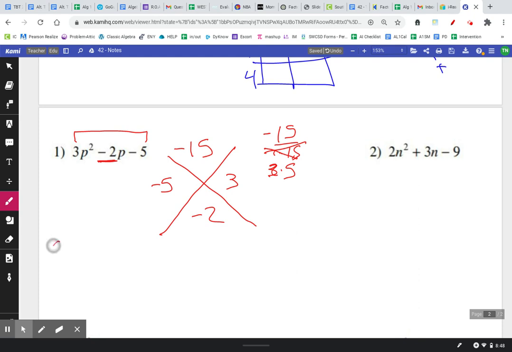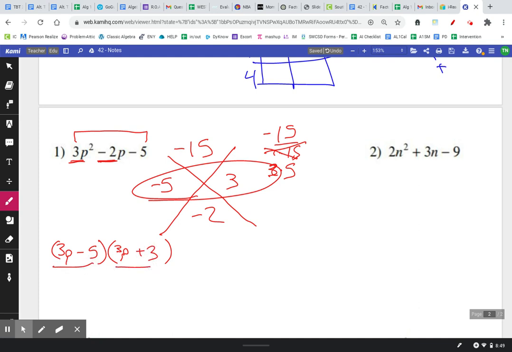Let's go ahead and start creating our binomials. I'm looking at my A term. That's what goes first. 3p and 3p, and then my factor pair next. It doesn't matter which one goes where. I'll go negative 5 here, and I will go positive 3 here. And I'm going to try to divide both of them by 3 because 3 is my leading coefficient, it's in front of A. 3 divided by 3 is 1.